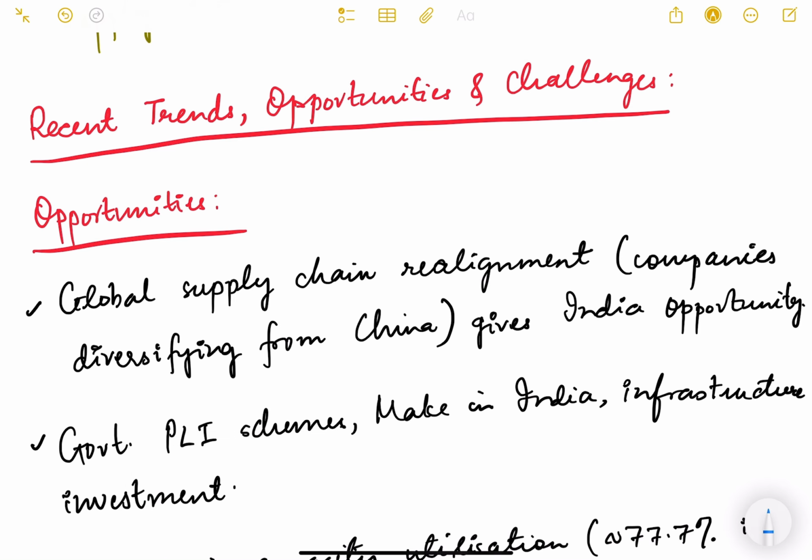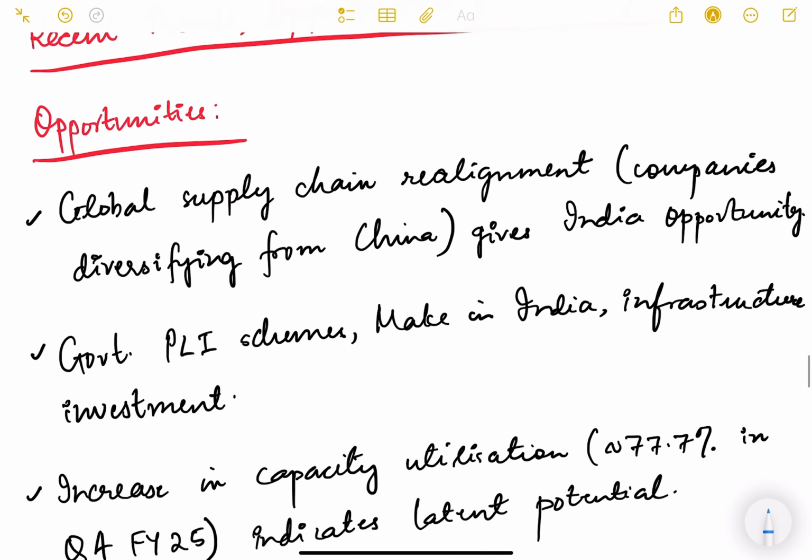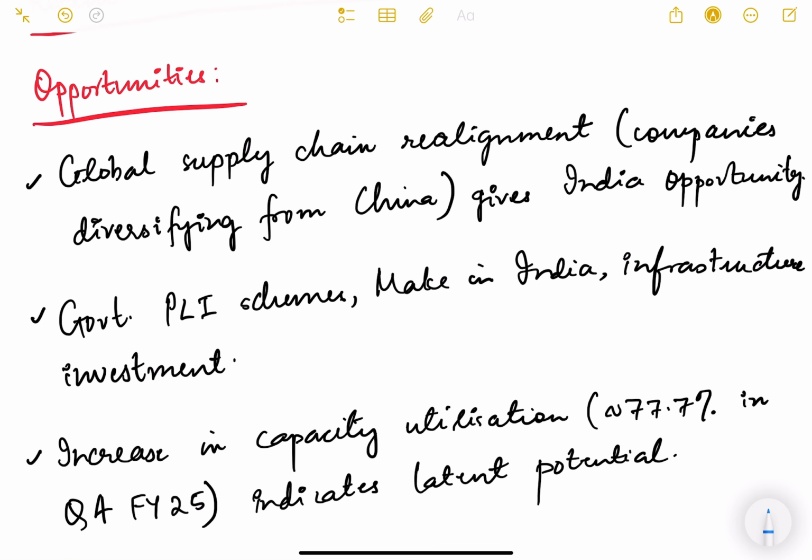Now, what are the recent trends, opportunities and challenges? Let us look at that. Opportunities we have, like global supply chain realignment. Companies are diversifying from China because the labor cost is increasing in China. It gives India an opportunity to enter. Then the government's PLI scheme, the production linked incentive scheme, Make in India, infrastructure investment. So these are some of the opportunities where we have a lot of incentives to attract investments here.